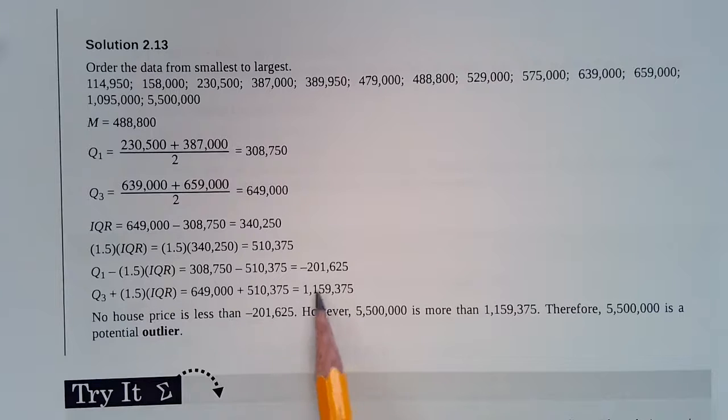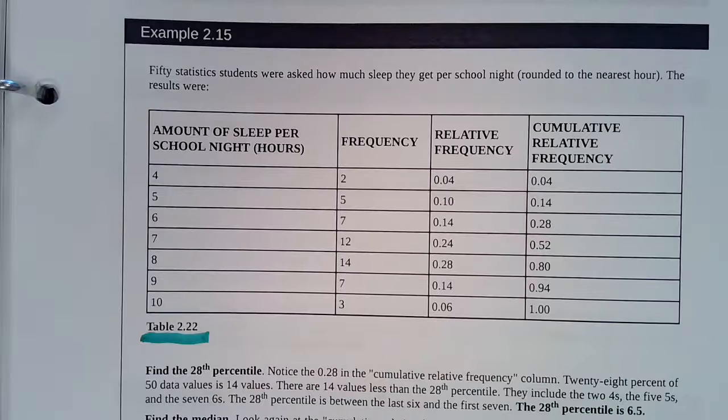So anything that's outside of this range is going to be an outlier, or a possible outlier. That shows us that the 5.5 million is a potential outlier. All right, we can use a frequency table to help us figure out different percentiles.